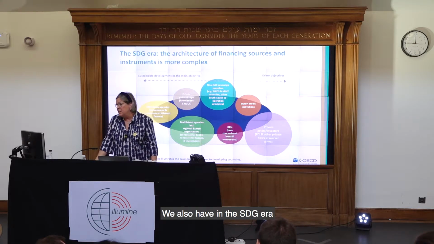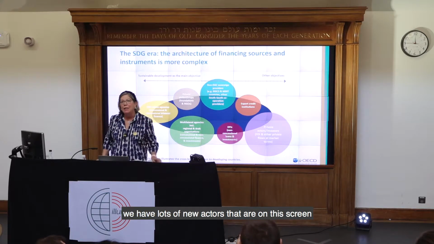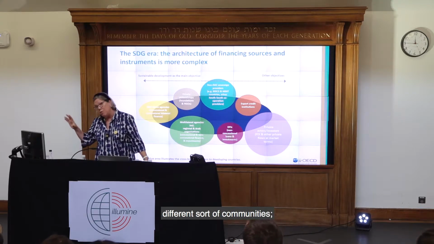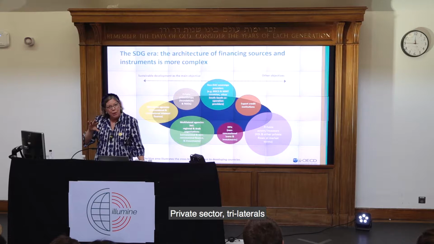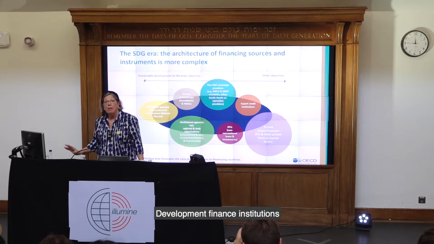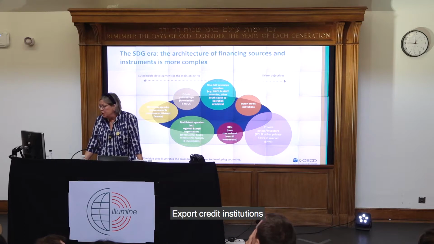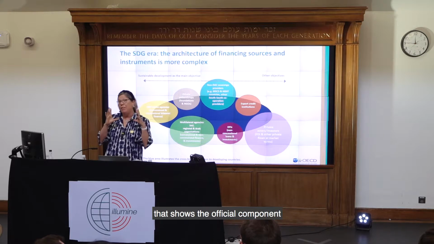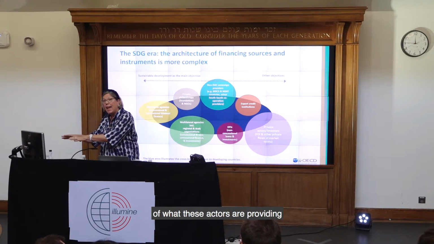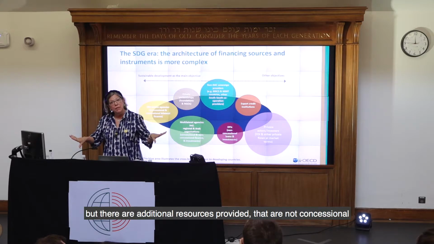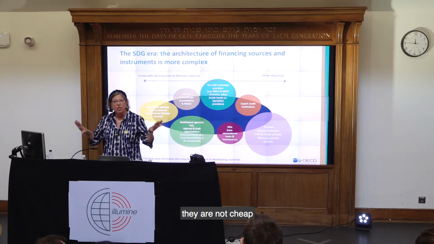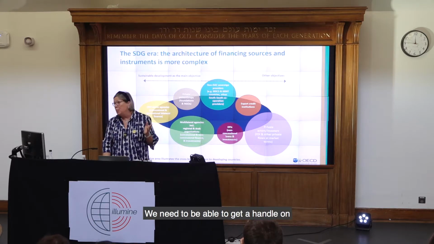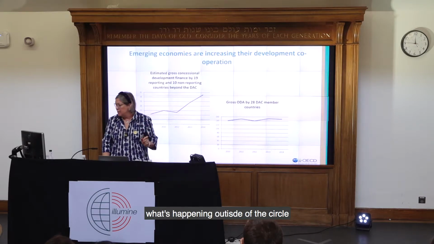We also have, in the SDG era, lots of new actors that are on the screen. This diagram here shows different communities: private sector, multilaterals, bilaterals, development finance institutions, export credit institutions. The circle in the middle, the blue, shows the official component of what these actors are providing. But there are additional resources that they're providing. They're not concessional, they're not cheap. And they now are deploying everything in development. So we need to be able to get a handle on what's happening outside of the circle.